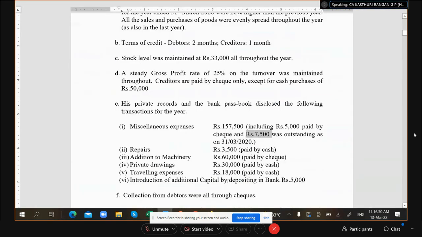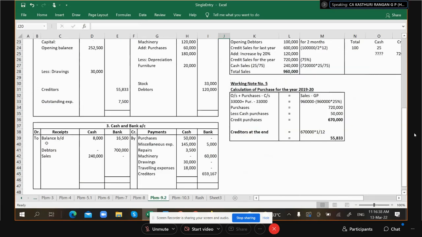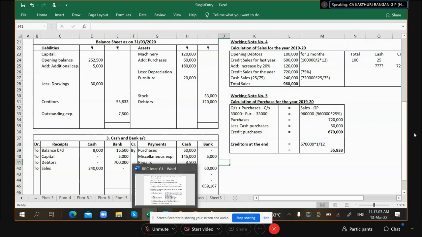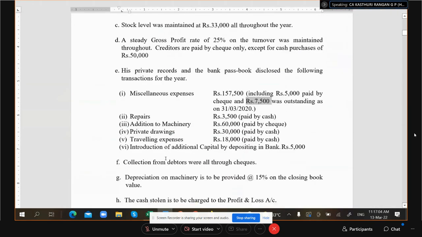Then introduction of additional capital by depositing in bank 5,000. So through bank capital brought in. What is the entry? In the bank column, to capital. Bank column you put to capital 5,000. Bank account debit to capital. Add it with the capital opening balance of 5,000. Bank account debit to capital 5,000 added. Okay. I'm sure all of you are following.